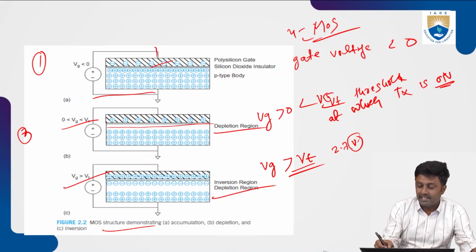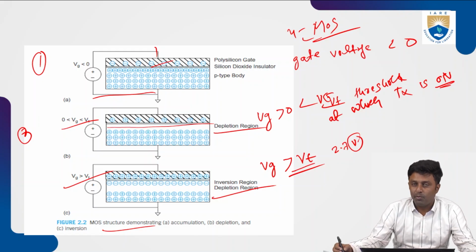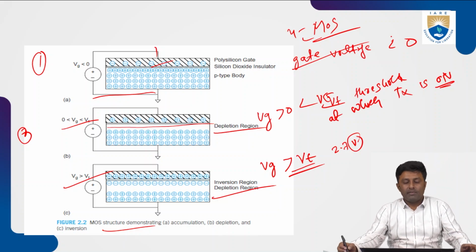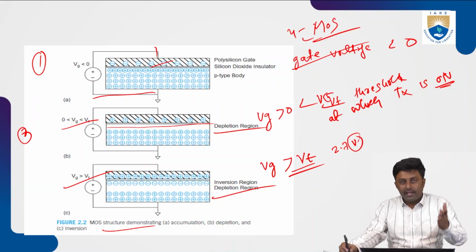If it is less than 2.7 volt, the transistor will be in a depletion region, maybe 2.2 or whatever it may be. Then if it is less than 0, the accumulation of electrons will happen near this channel. So this was about the working of the transistor.